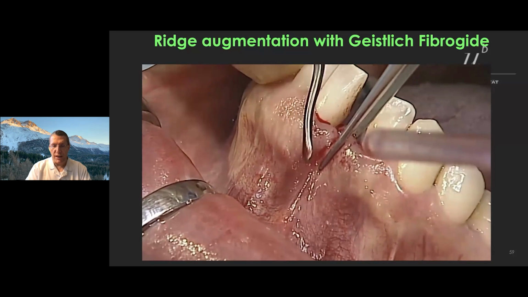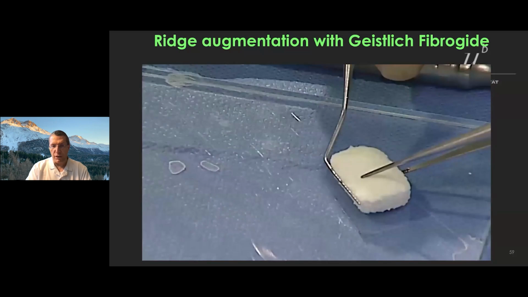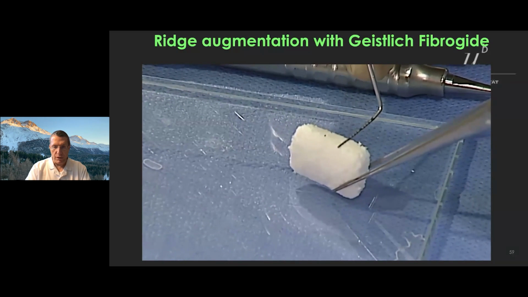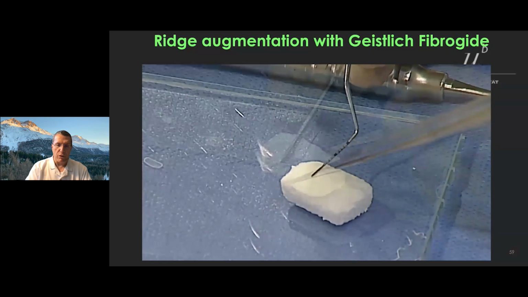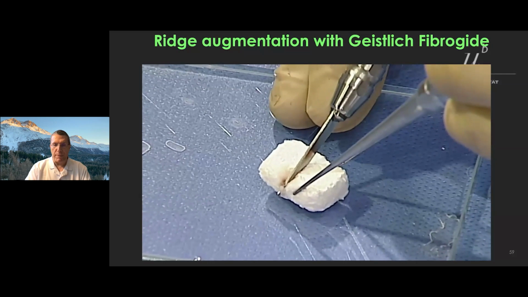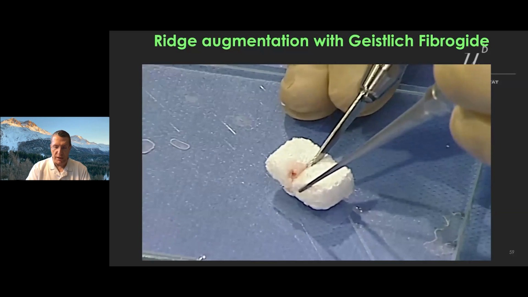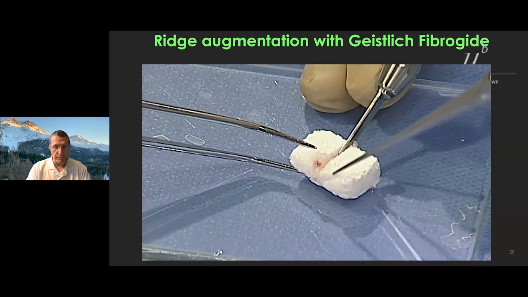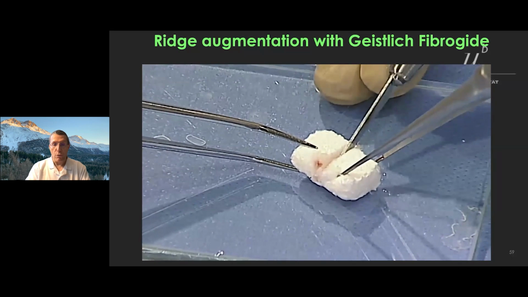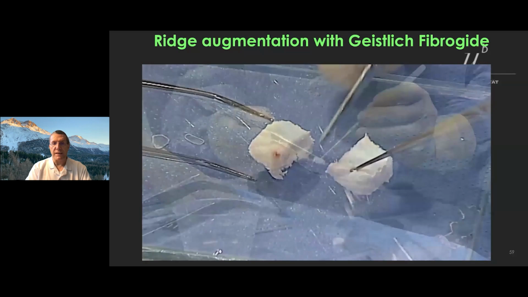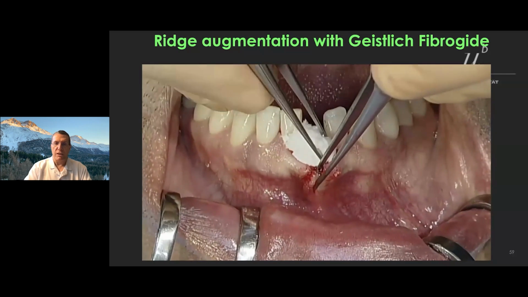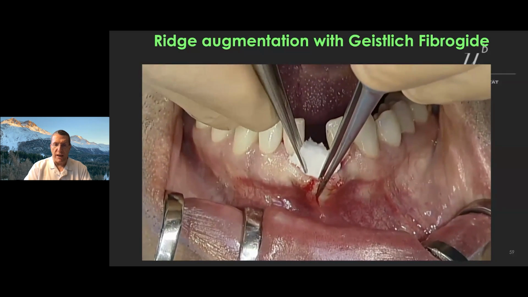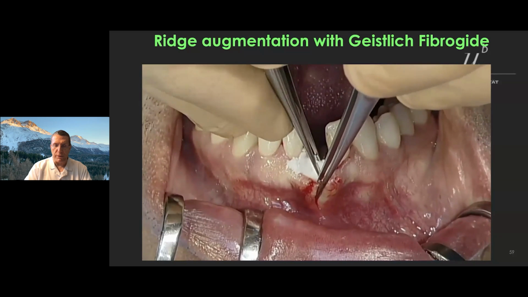One critical aspect to be considered when we use this technique and this material is not to have any tension. So this is very, very important. So that's why I prepare an absolutely tension-free recipient site, very important, because we need to cover it without any tension. And then I cut the slices from the Fibro-Gide, look at the way on how the material is inserted.